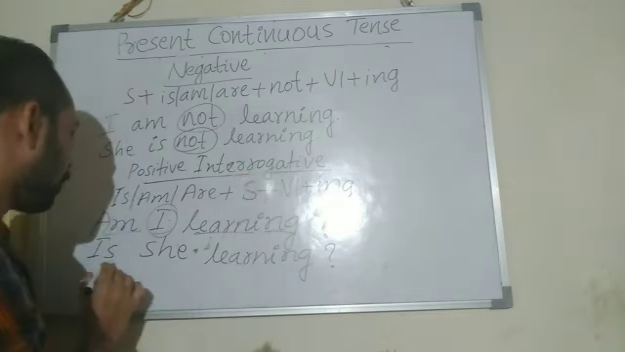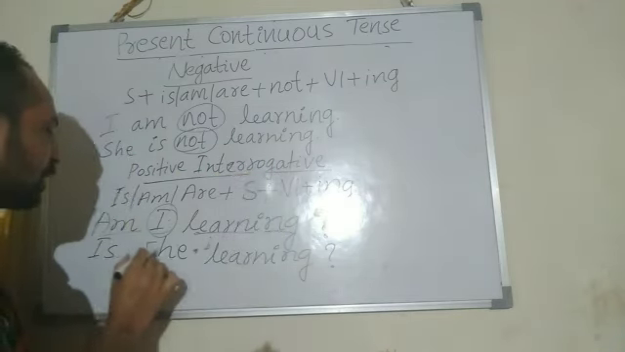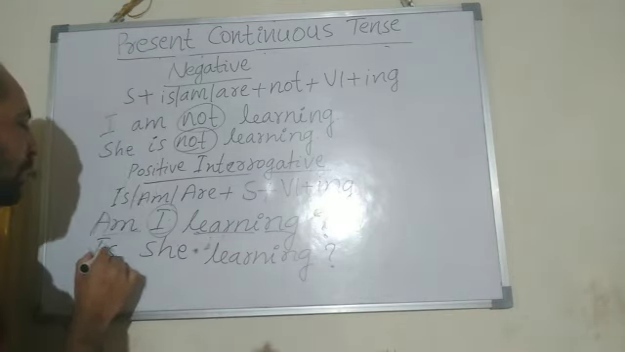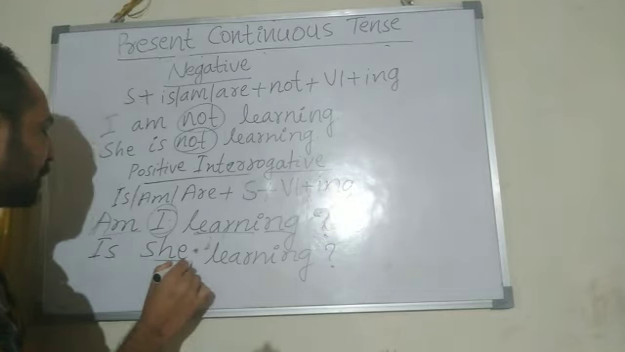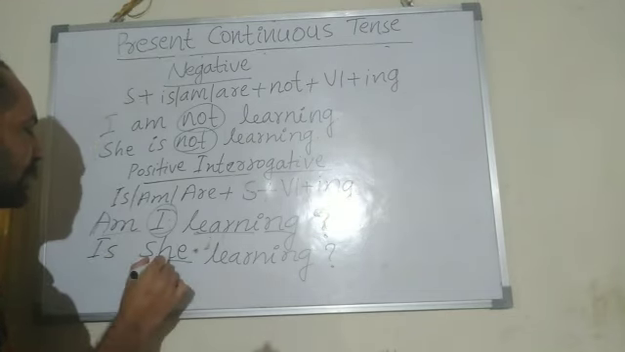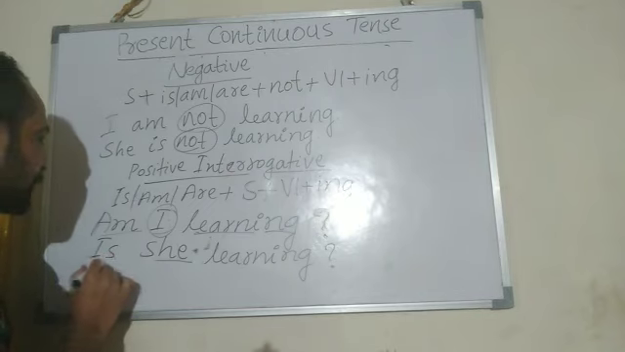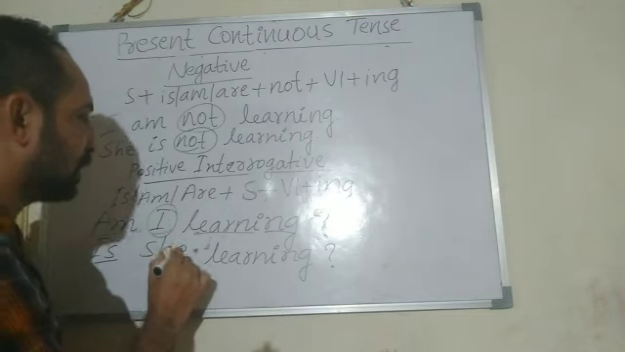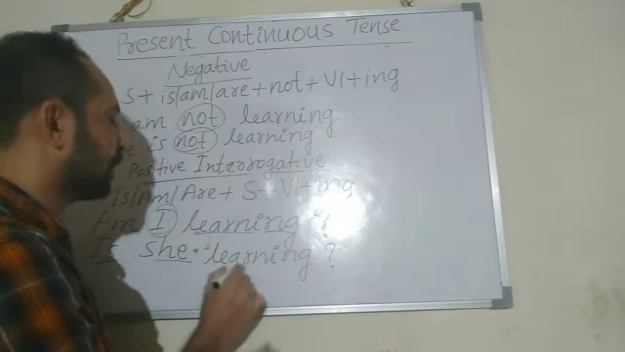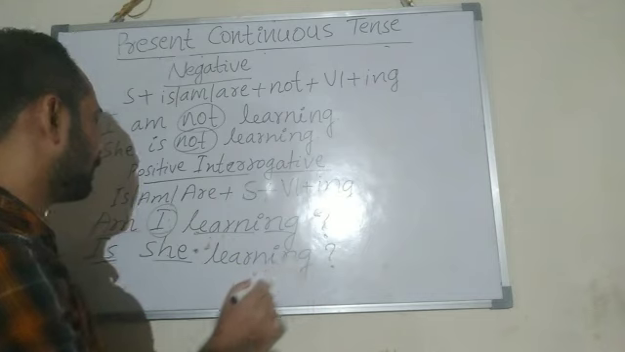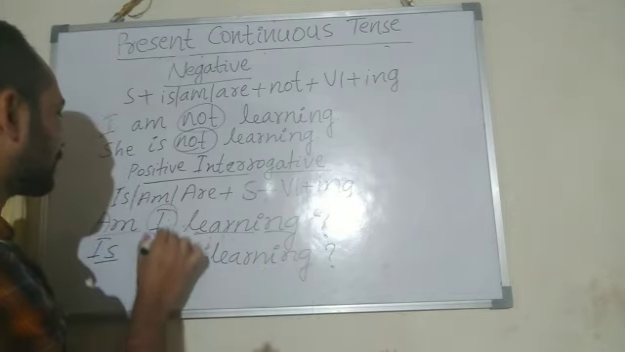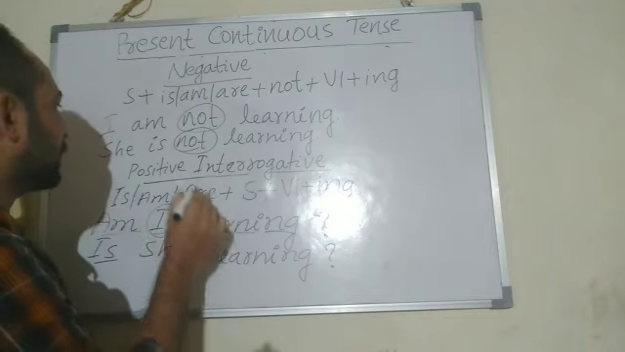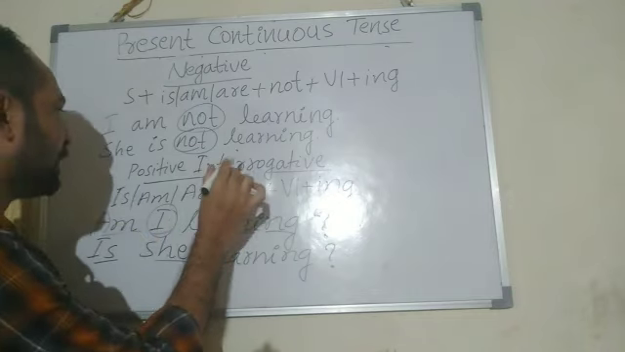Okay. Next, one more example. Is she learning? Is is the auxiliary verb. She is the subject. Is came before the subject. Here I used is because she is a singular subject. Right? Then learning, V1 plus ing form. So here the subject comes between the auxiliary verb and the main verb in an interrogative sentence. Always remember.